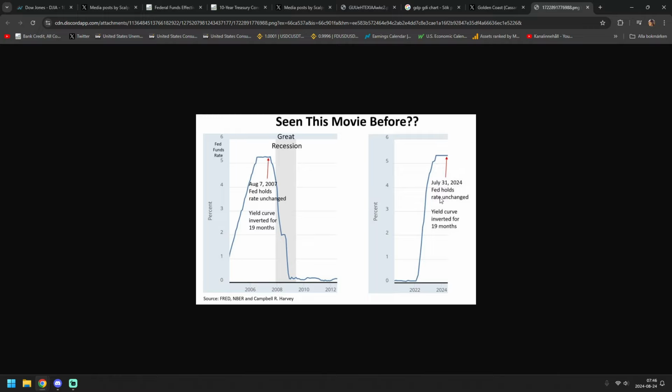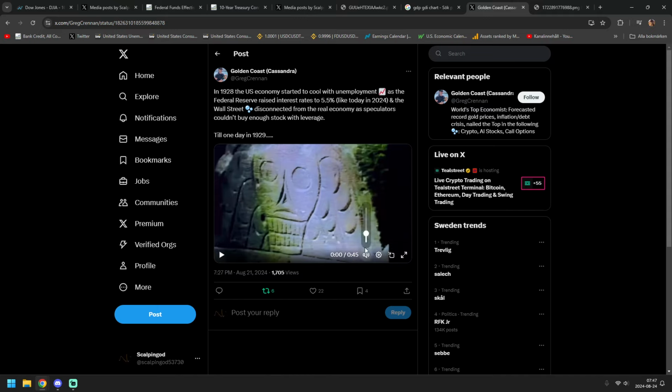Yield inversion, same period. At this point, the unemployment rate starts to go up. At this point, the unemployment rate starts to go up. They're going to cut rates, just like they cut rates there. That led to the Great Recession. What will this be? So this is the best part, right? People go like, yeah, but everything is fine because the stock market is up.